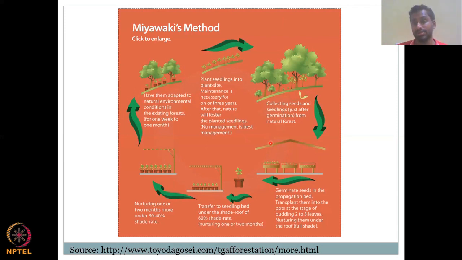No management is needed. So what you're trying to do is you're not just taking a seedling and putting it in the land. You're letting it grow healthy initially by pampering it, by taking care of it, and then you go and plant it in the forest. It's a long process, but a very sustainable process, because after 2-3 years, you can come out happily and the forest will grow by itself.